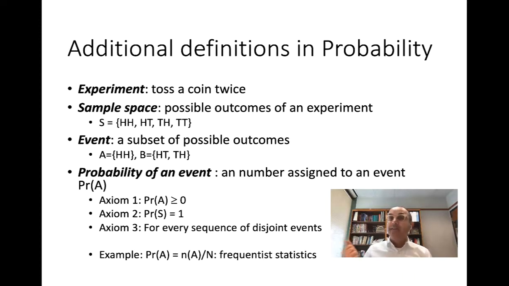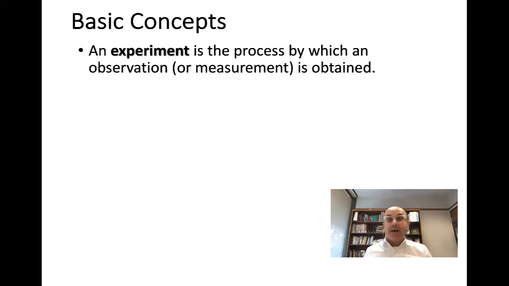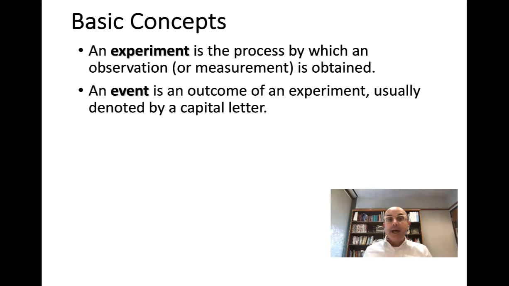One of the things that we have to remember is that there are additional definitions in probability. We have the term experiment: toss a coin twice. It is an experiment. Sample space is the possible outcomes of the experiment. Event is a subset of possible outcomes. And probability of an event is the number assigned to an event. And all of those terms will come together when the experiment is the process in which we observe, and an event is the outcome of the experiment.